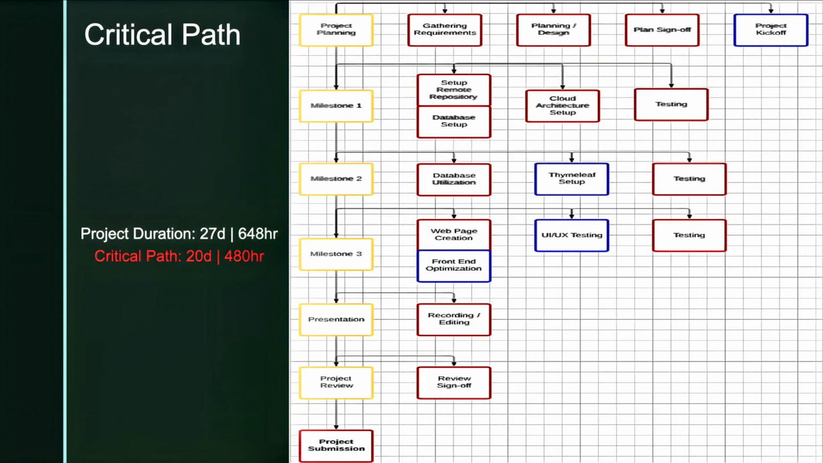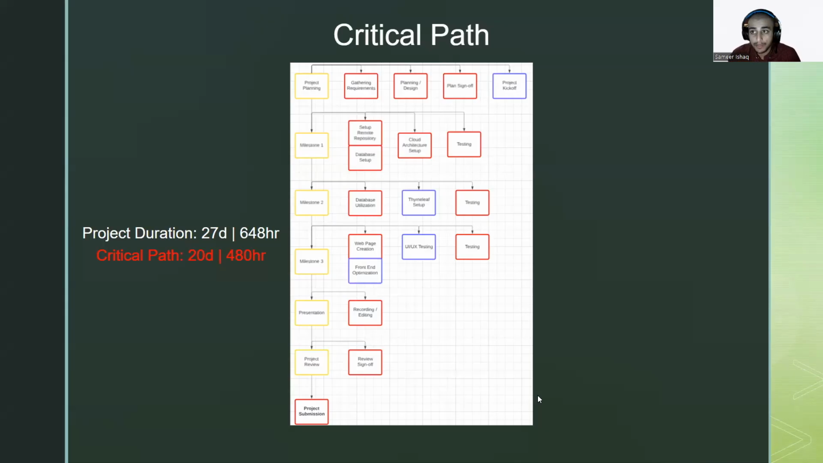Next, I'm going to show you our critical path. Critical path is basically the minimum amount of time needed for our project to be done from start to finish. Originally, we sat at 27 days with 648 hours. And if we remove project kickoff, theme leaf setup, UI/UX testing, and front-end optimization, we go down to 20 days, which is about 480 hours. So we save about 7 days. And so if we were under the gun, we can get our work done more efficiently or quickly.